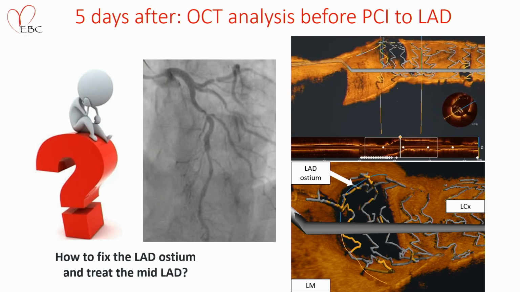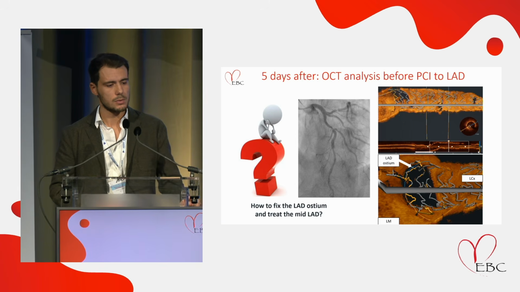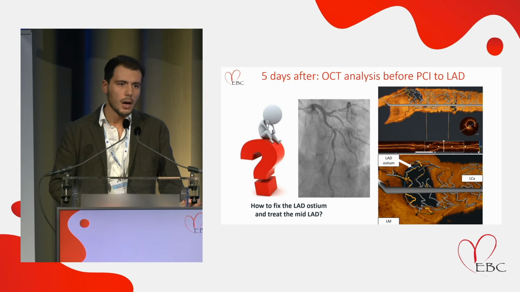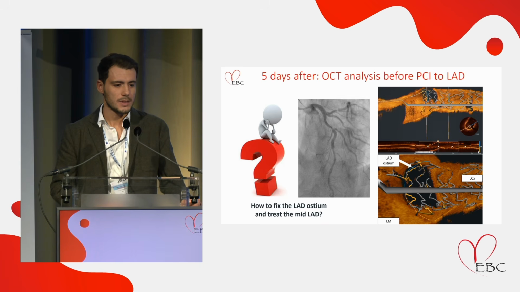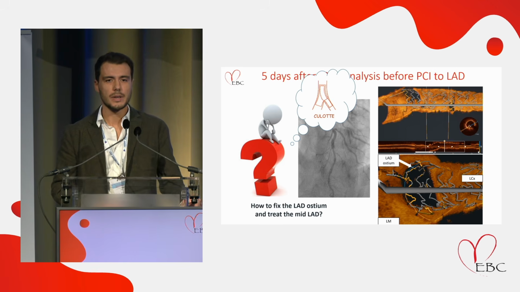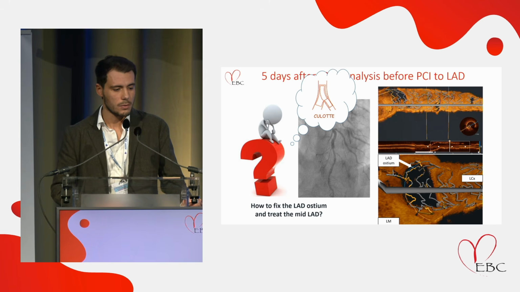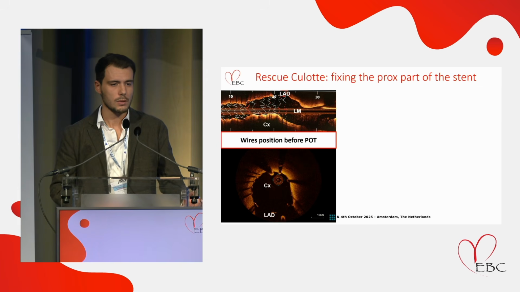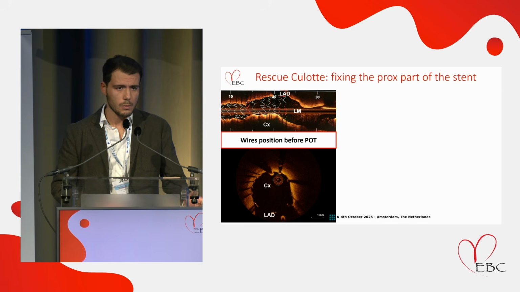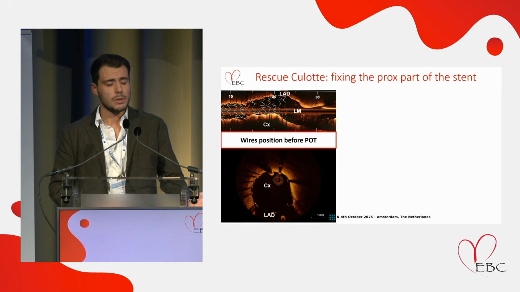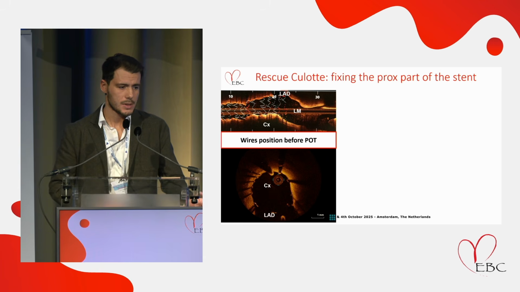So what to do in this case? We have a mid-LAD to be fixed, and also the ostial LAD to be fixed and reopened. The strategies could have been many, but at that time we decided to go for a rescue culotte stenting, according also to the number of struts protruding into the left main. So first of all, we decided to check the wire position because we didn't want to destroy the stent or crush the stent performing the first POT.